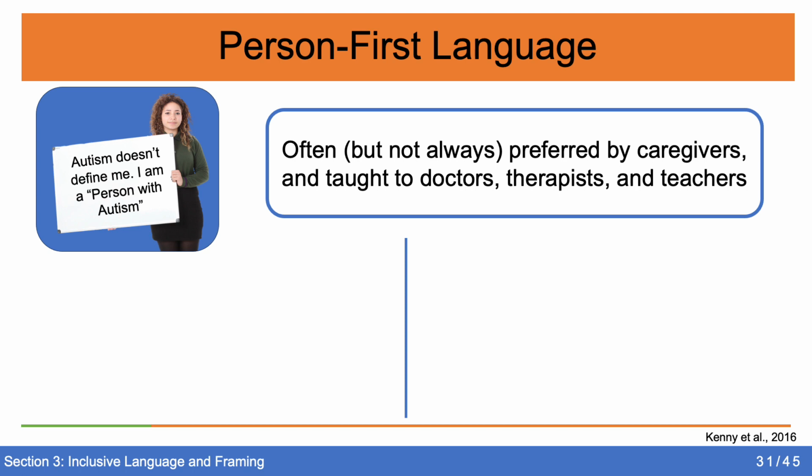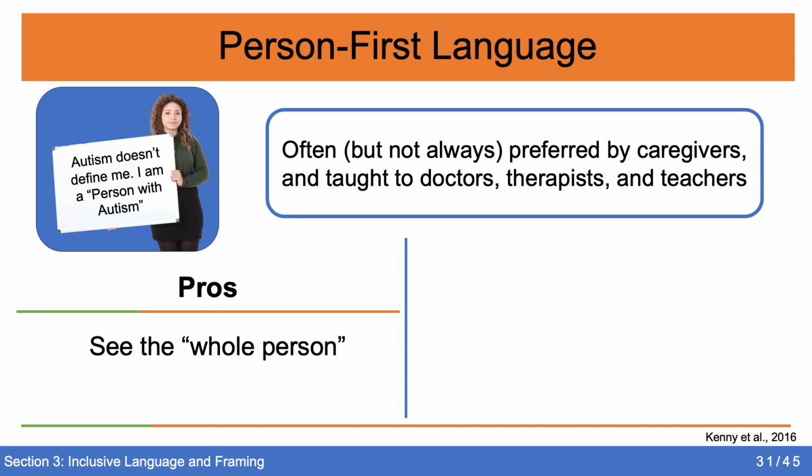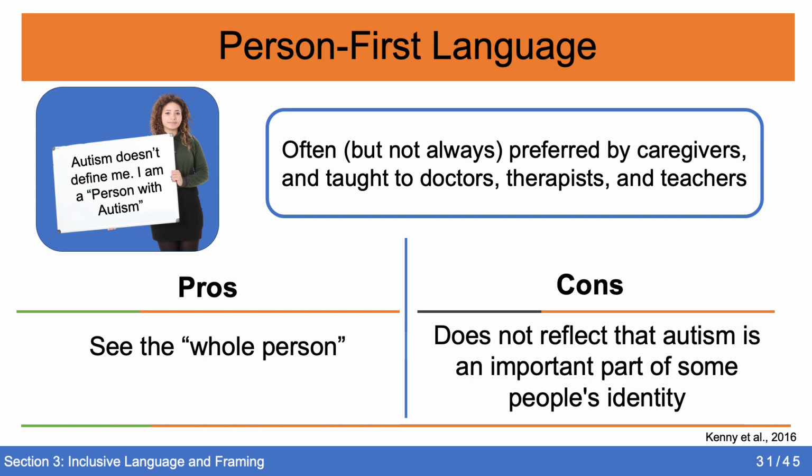Person-first language is often, but not always, preferred by caregivers and has been taught to many doctors, therapists, and teachers in their training. Some people like person-first language because it encourages people to see the whole person and not focus on autism. This can be helpful in situations where autistic people face bias, but it doesn't reflect that autism is an important part of someone's identity.